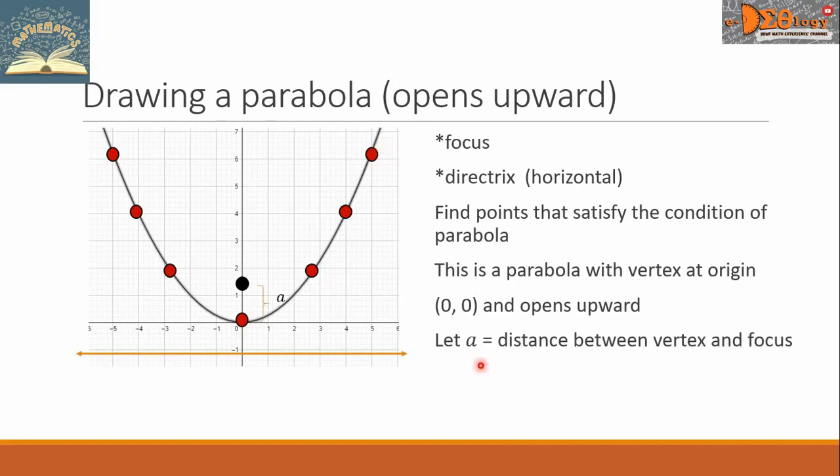We let a be the distance from the vertex to the focus. By the way, this point here is the vertex and this is our focus. And the distance is a. The coordinates of the focus are (0, a). And the equation of the directrix is y equals negative a.